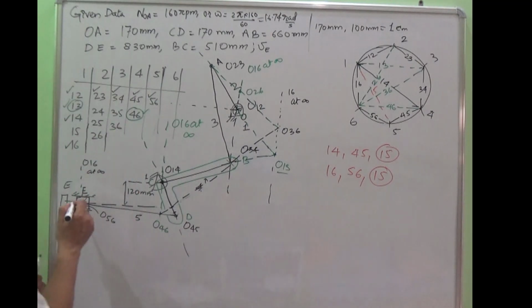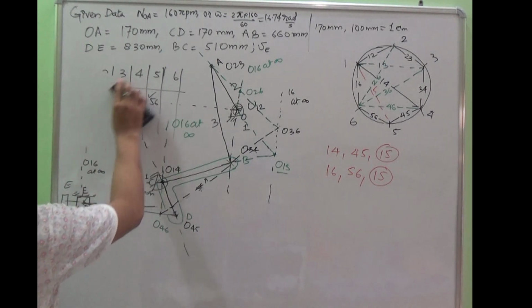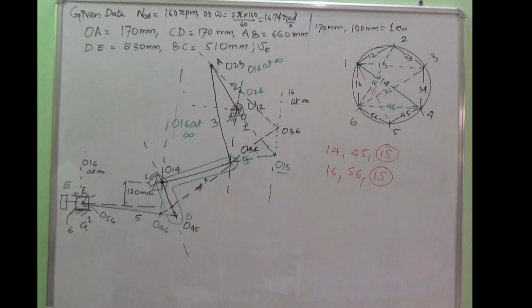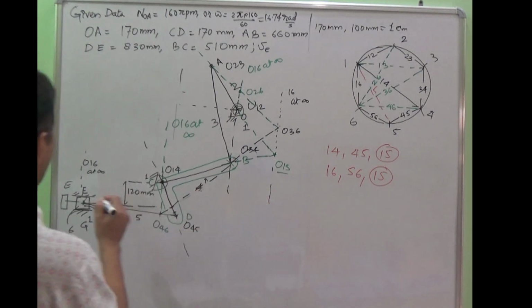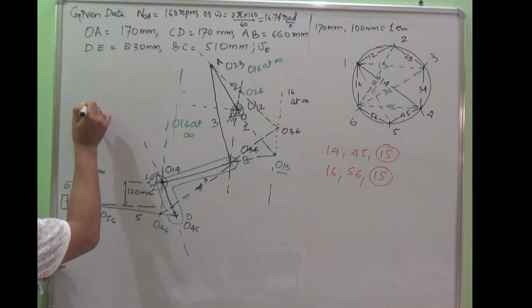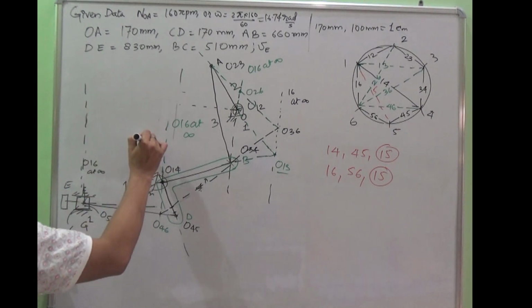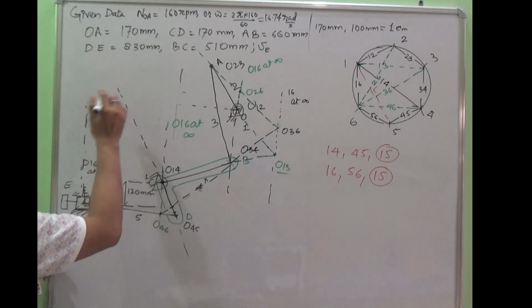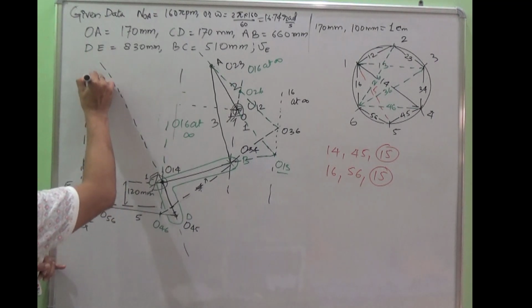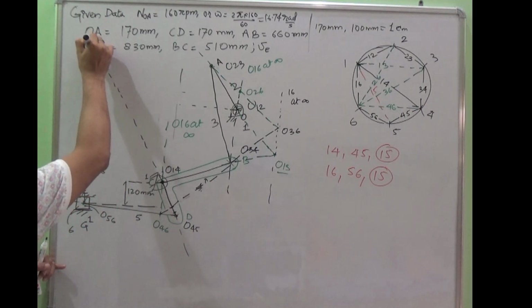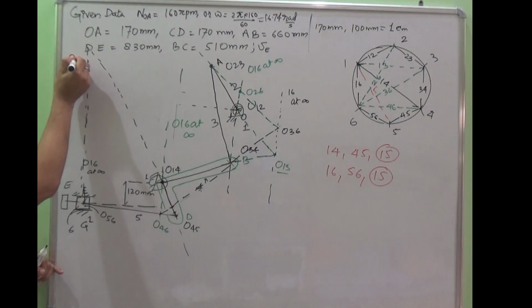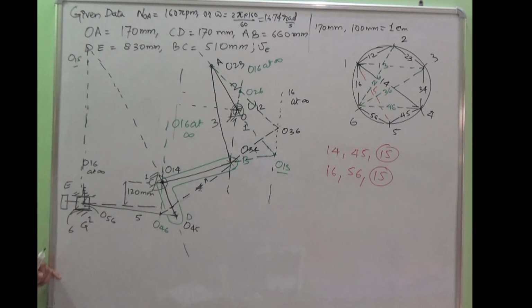O16, O56. O56 is here, right? O56 is here. So now I can extend this point. O56, O16. I can extend this. After extending it, you can find somewhere these two are meeting, and this point is nothing but O15. So in other words, this is the instantaneous center of rotation of link 5 with respect to ground.